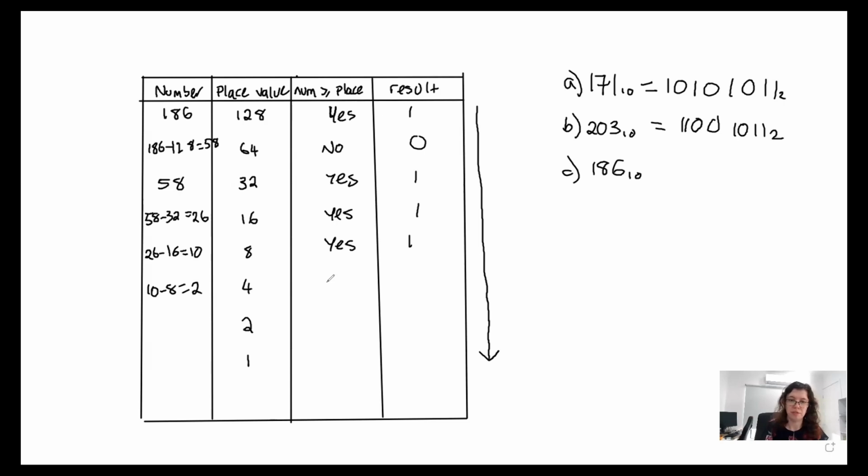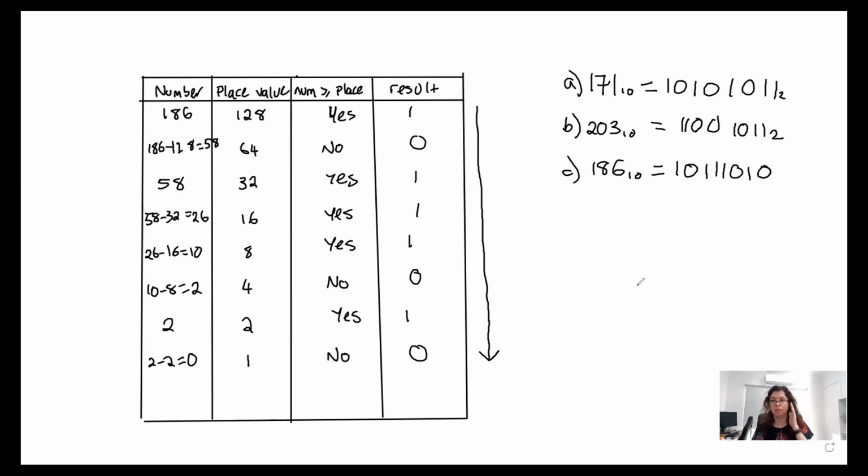Is 2 greater than or equal to 4? Nope. So we get a 0 there. Bring the 2 down. Is 2 greater than or equal to 2? Yes, it is. So that's a 1. 2 minus 2 equals 0. Is 0 greater than or equal to 1? No. So we finish off with a 0. So the answer in this case is going to be 1, 0, 1, 1, 1, 0, 1, 0.